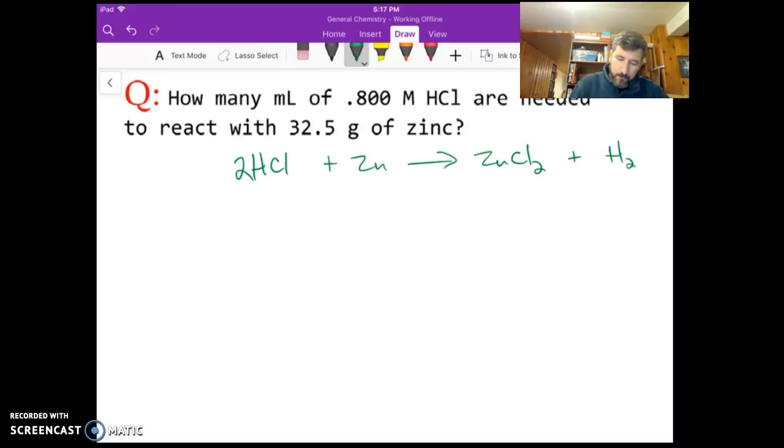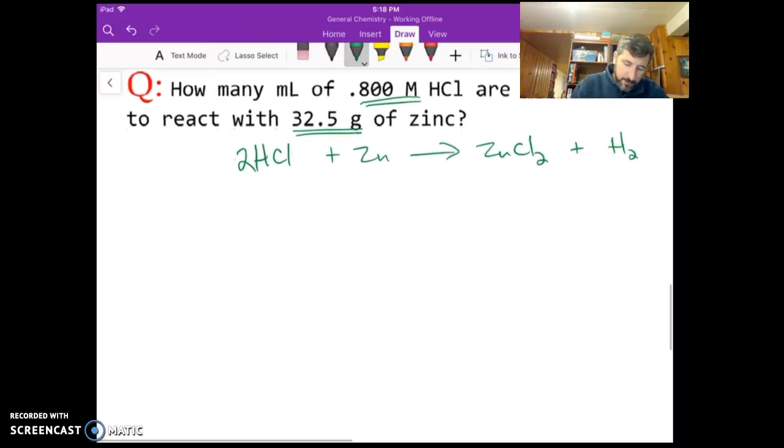Again, what number is our starting number going to be this time? Okay, good. We don't start with molarity. We always start with a number that has a simple unit that is not a conversion between two different units. Molarity is a conversion factor between moles and liters. We're going to start with 32.5 grams of zinc.